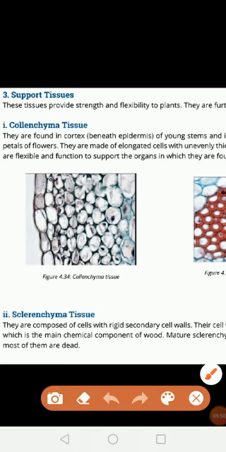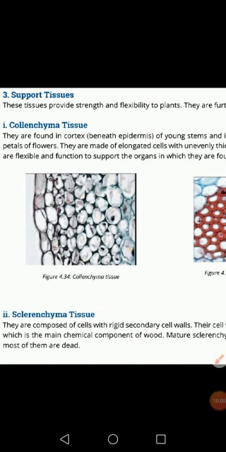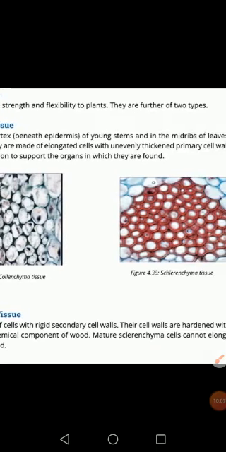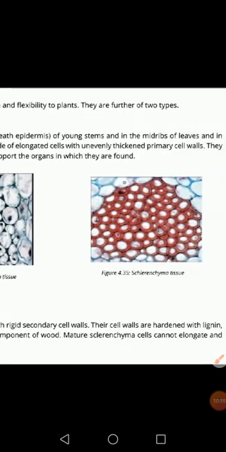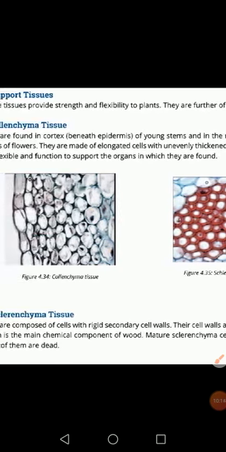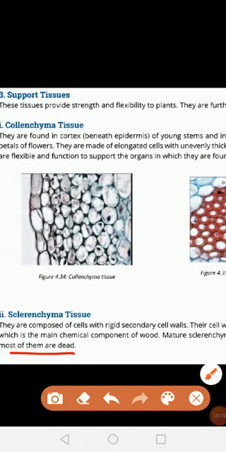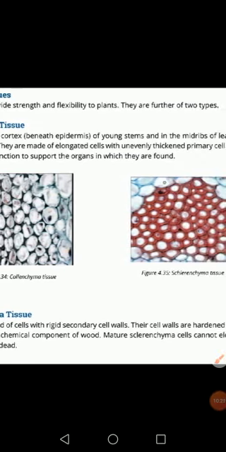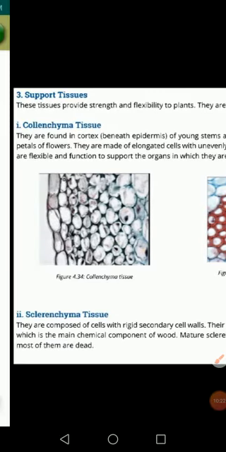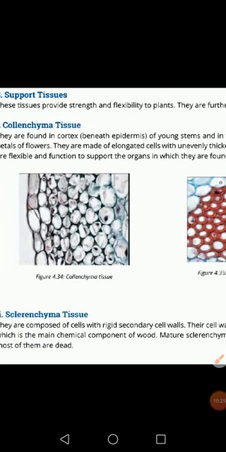and it is also present in sclerenchyma tissues, and because of this their cell wall is hardened, or rigid. Mostly sclerenchyma cells cannot elongate when they mature because most of them are dead. So mature sclerenchyma tissues cannot elongate and most of them are dead. So these are the different types of supporting tissues.